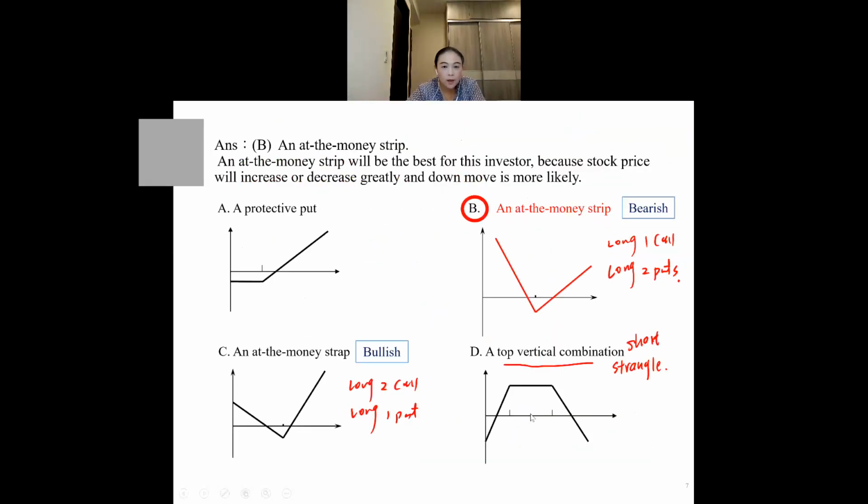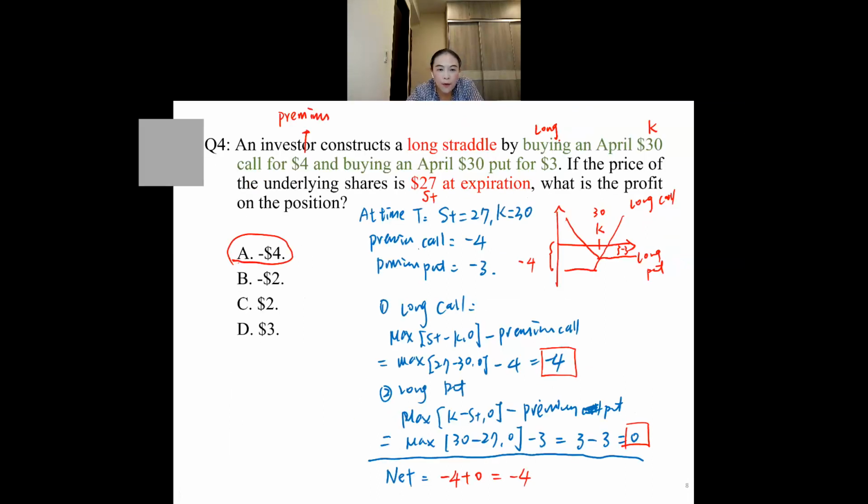Okay, question 4 is a calculation question. An investor constructed a long strategy by buying an April 30 call for $4, that's the premium cost, and buying an April 30 put for $3. The first number is your strike price, 30, and the second number is your premium price. For the call option, it will cost $4. For the put option, it will cost $3. If the underlying share is $27 at expiration, so that's your ST, what is the profit on the option position?